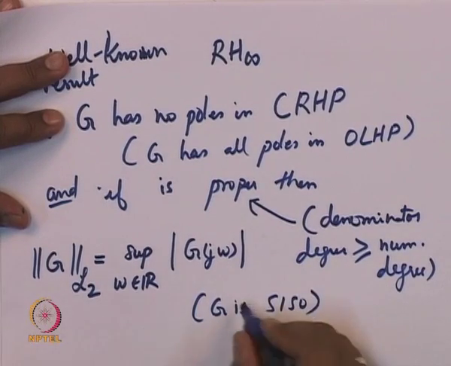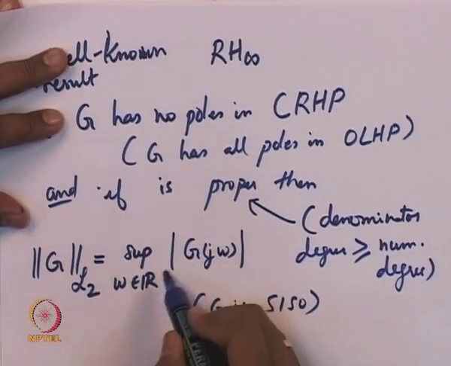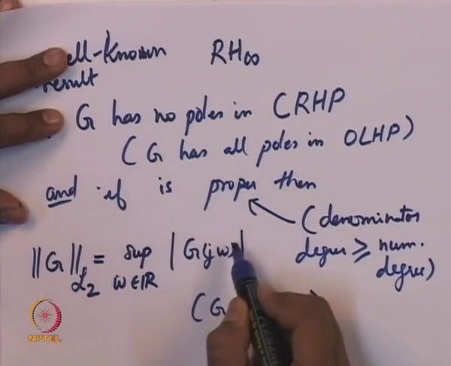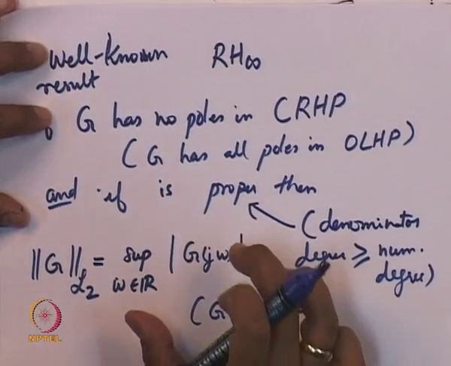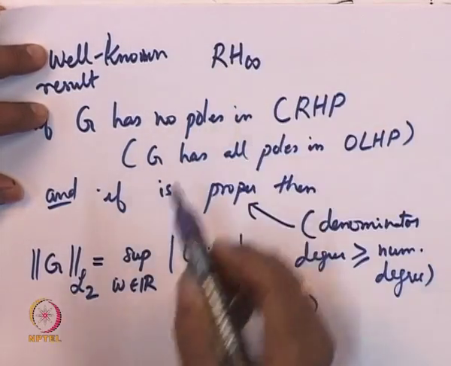When G is single input, single output, that time this max L2 induced norm is nothing but the supremum over all omega in R of |G(jω)|. This is a very important well known result. And what is RH infinity that I have written here?